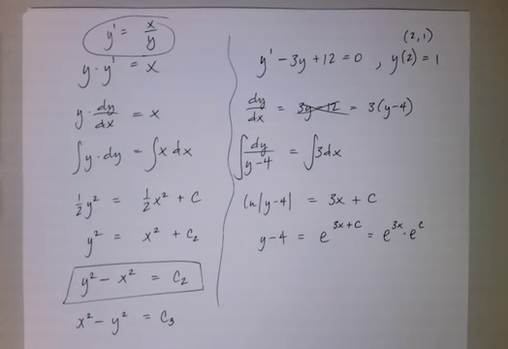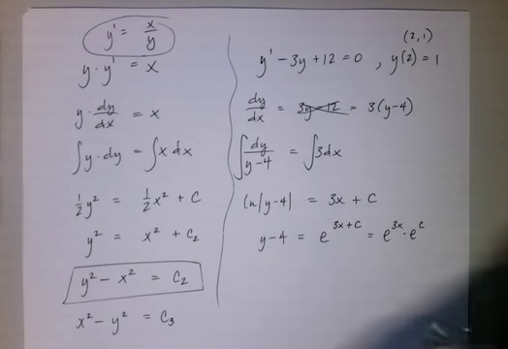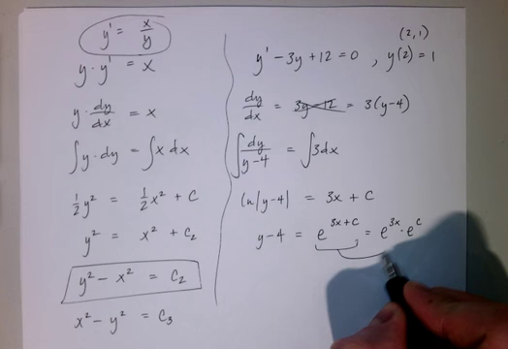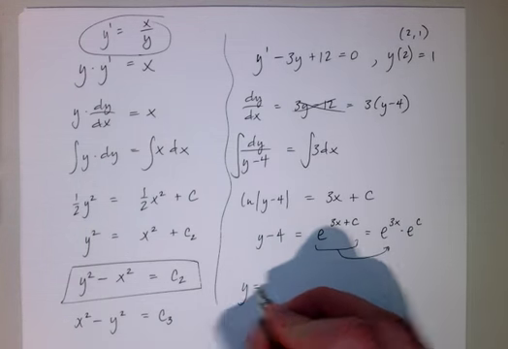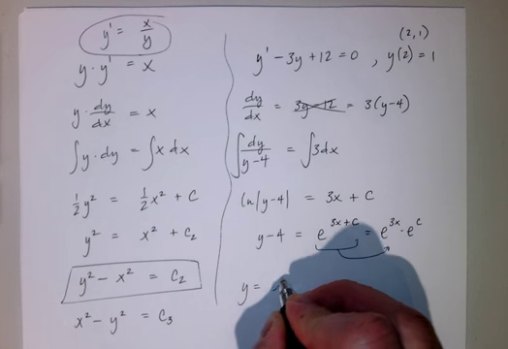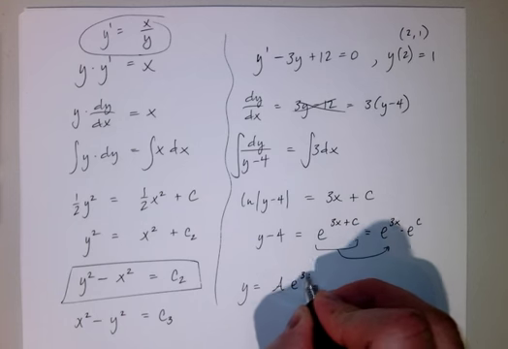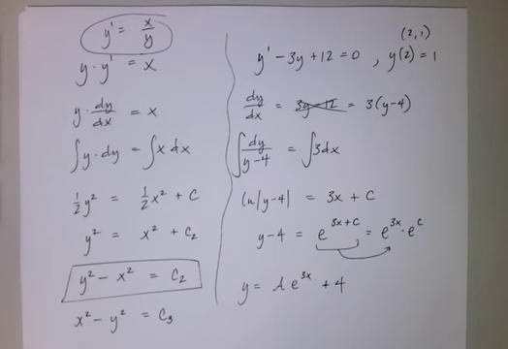Now, e to the c is a constant, right? All I did from here to here was just use rules of exponents, okay? And therefore, we'll pull e to the c out in front, and we'll call it a, since we're used to seeing that, like when we did growth and decay problems. And this is actually just a very straightforward exponential.